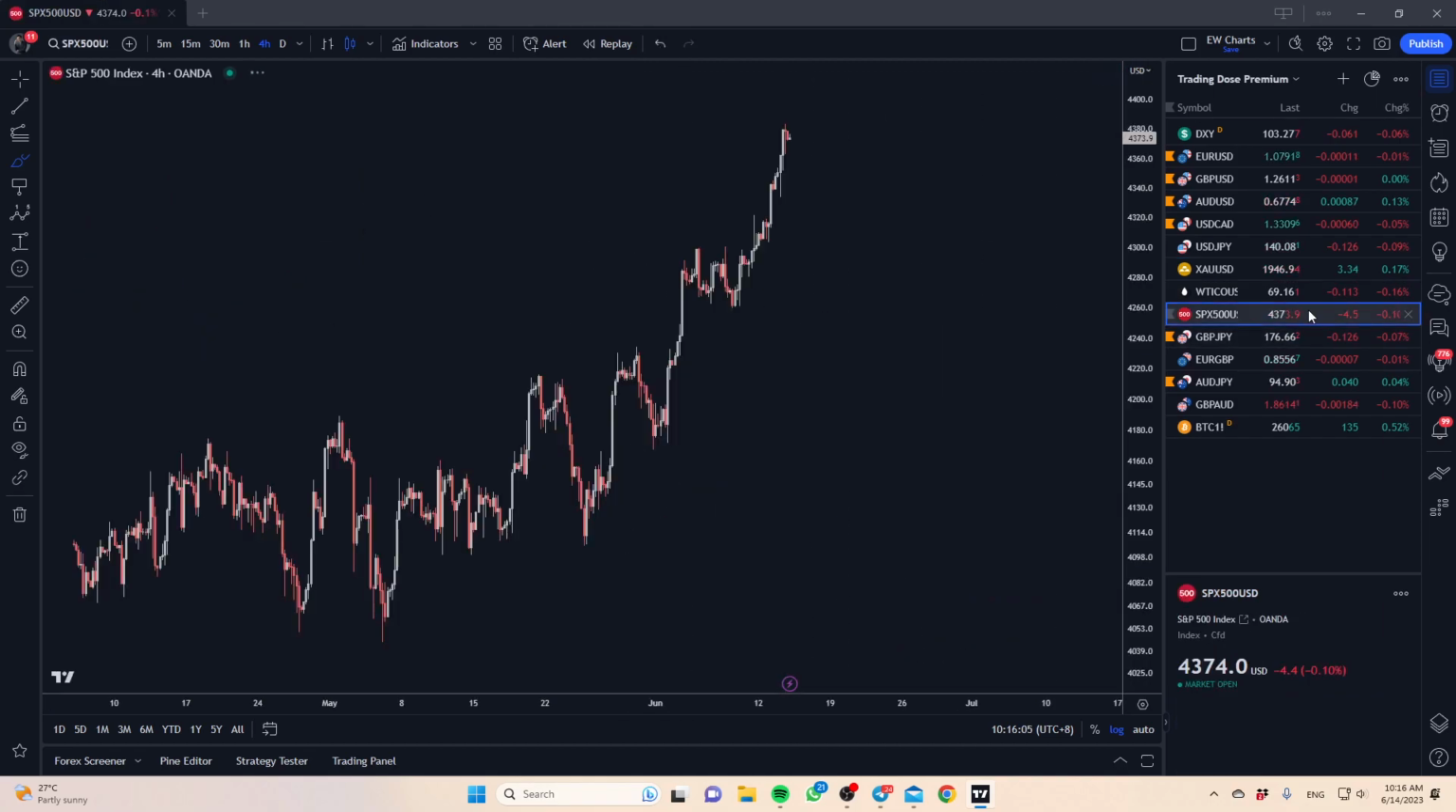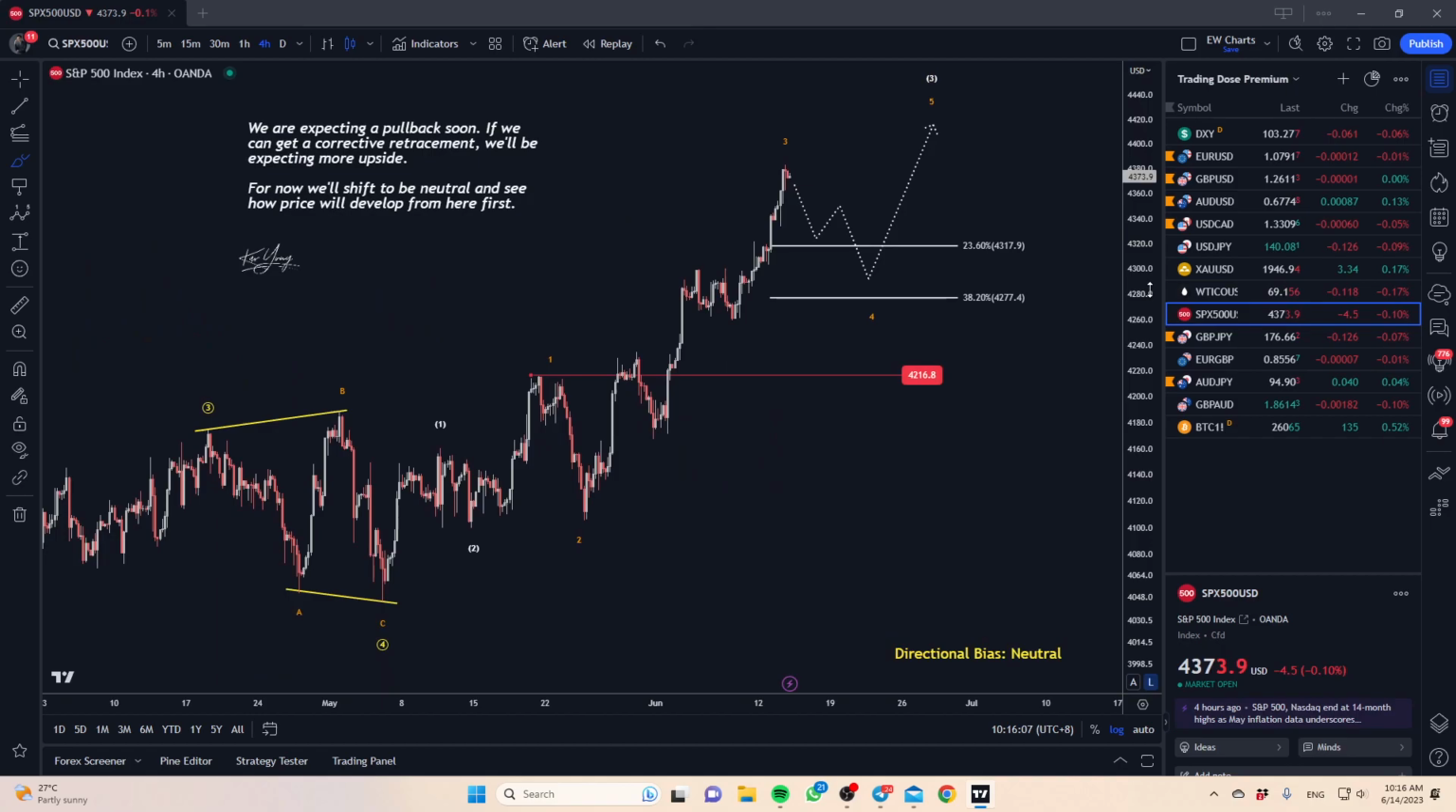Okay, the last one here is the S&P. Now S&P is definitely in a bullish trend, right? We are in a bull market right now. But I'm a little bit patient here because from my look at this, we've almost completed wave 3, and we're expecting a little bit of a pullback here, so we'll be patient and wait for the pullback before looking for a buy again.